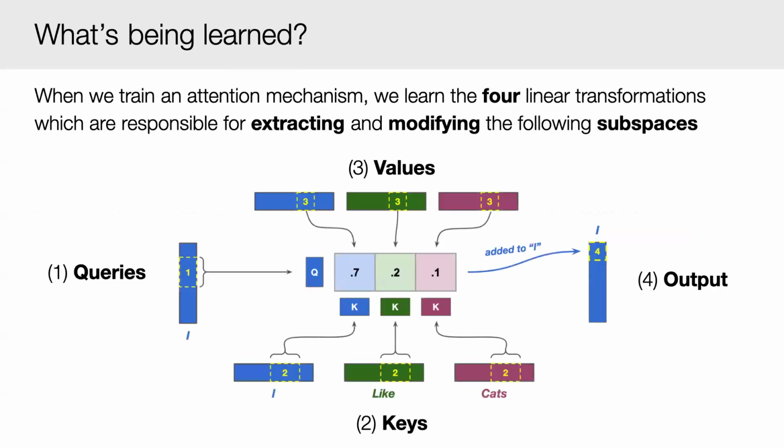So finally, the question of what's being learned, right? When we train an attention mechanism, we're learning the 4 linear transformations, which are responsible for extracting and modifying the following subspaces, those subspaces that we called 1, 2, 3, and 4. The names that you'll typically find: subspace 1 is called the queries, subspace 2 the keys, subspace 3 the values, and subspace 4 the output. Everyone good so far?